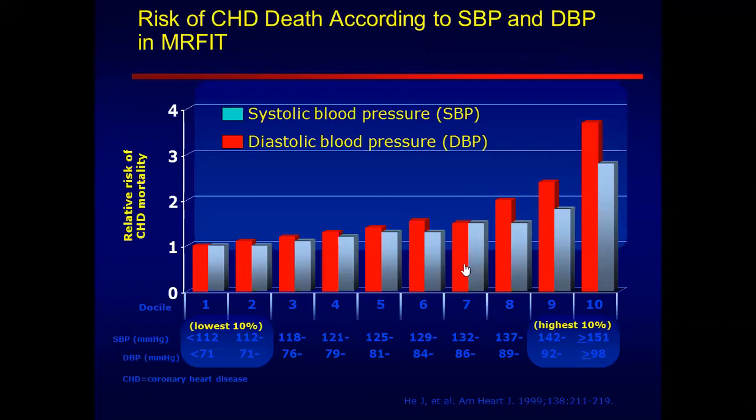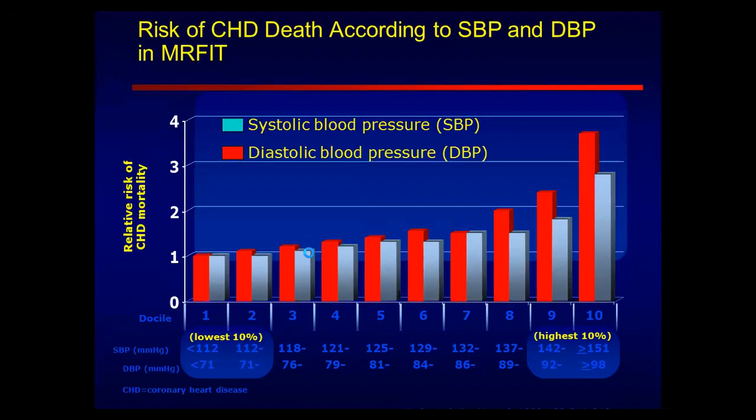هنا هتلاقوا في الجراف ده it shows that as the blood pressure goes up, the mortality, cardiovascular mortality increases. And this is very evident in systolic as well as the diastolic blood pressure. So both systolic and diastolic blood pressure are very important in the management of hypertension.